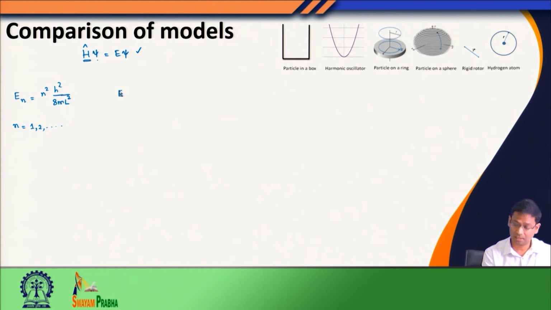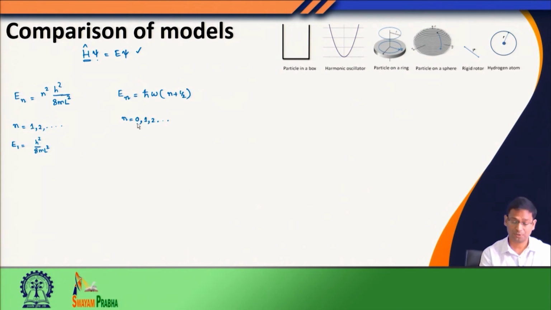In case of the harmonic oscillator, the energy that we had is h bar omega times n plus half. So, here n goes from 0, 1, 2, and so on. Please note the difference. Here n equals 0 is allowed, whereas in the particle in a box, n equals 0 is not allowed. The lowest value of n is 1. Therefore, the zero point energy, or the lowest energy available to the system, is simply h square divided by 8 m L square.